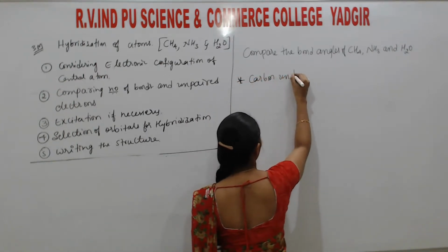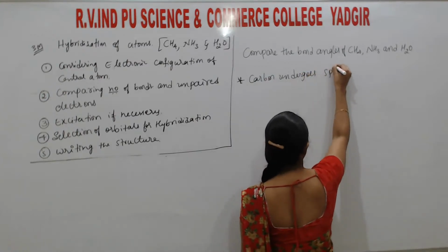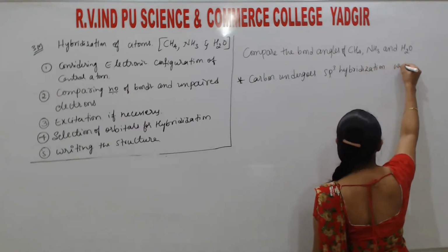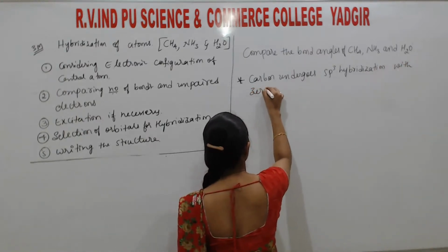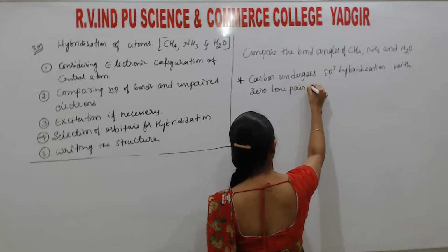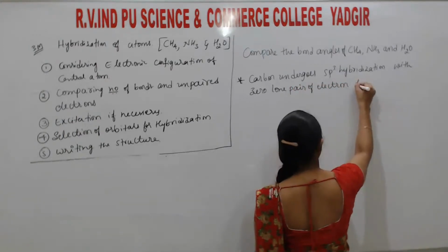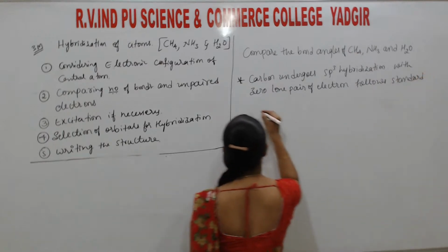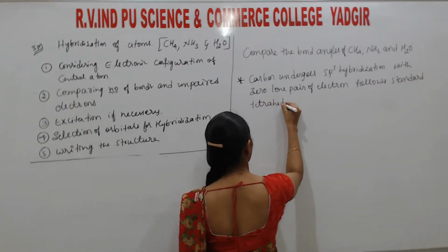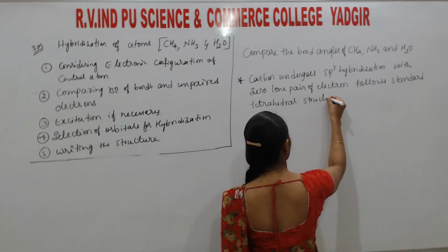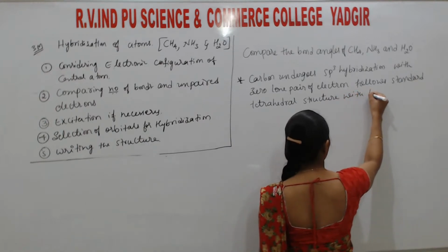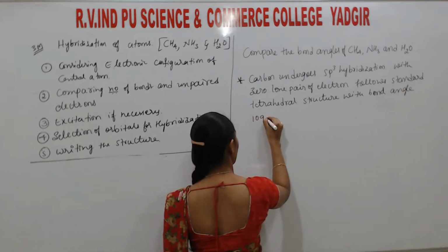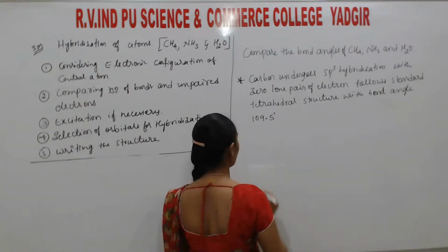First point: carbon undergoes sp3 hybridization with 0 lone pairs of electrons and follows a standard tetrahedral structure with bond angle 109.5 degrees.